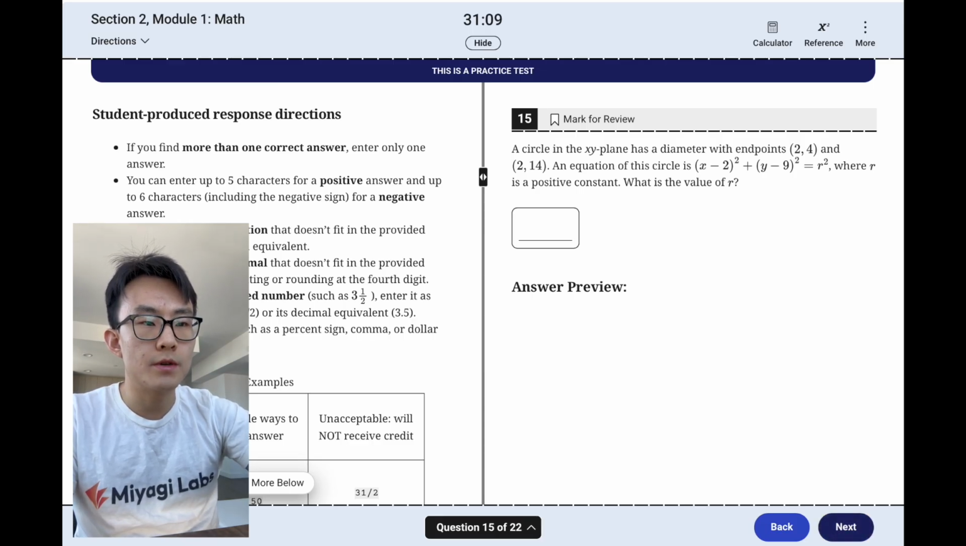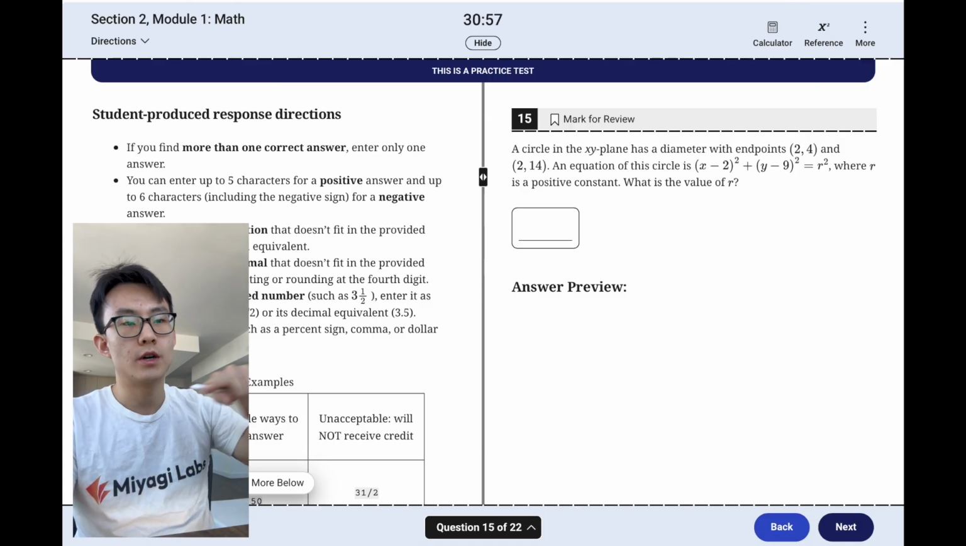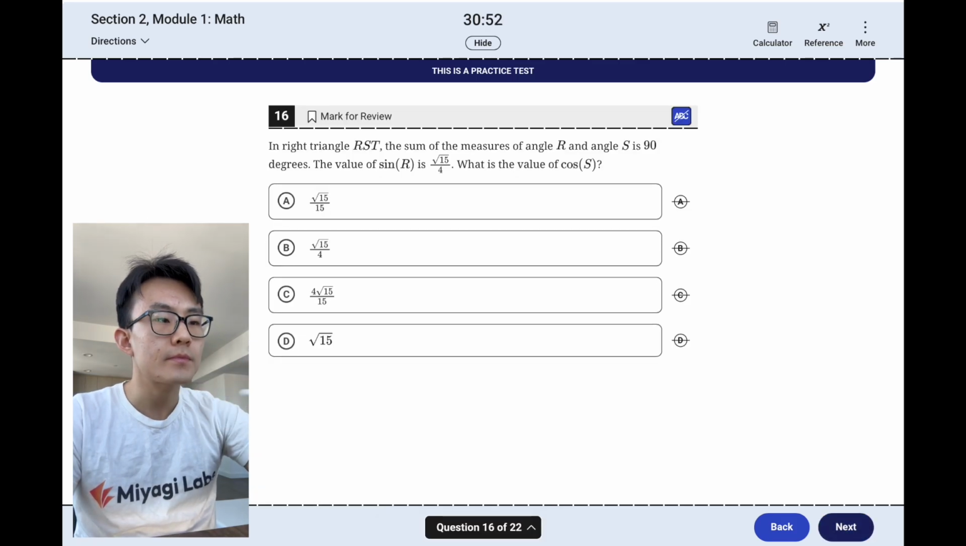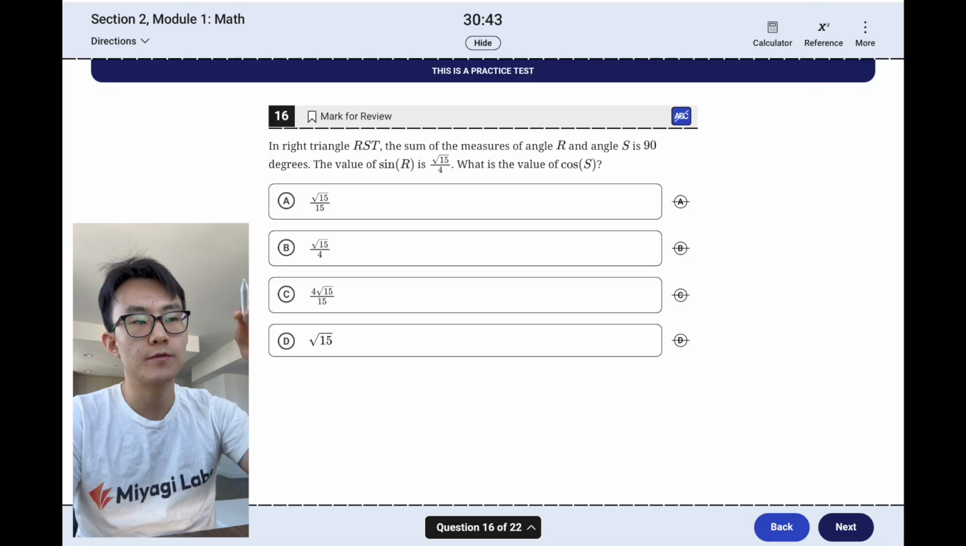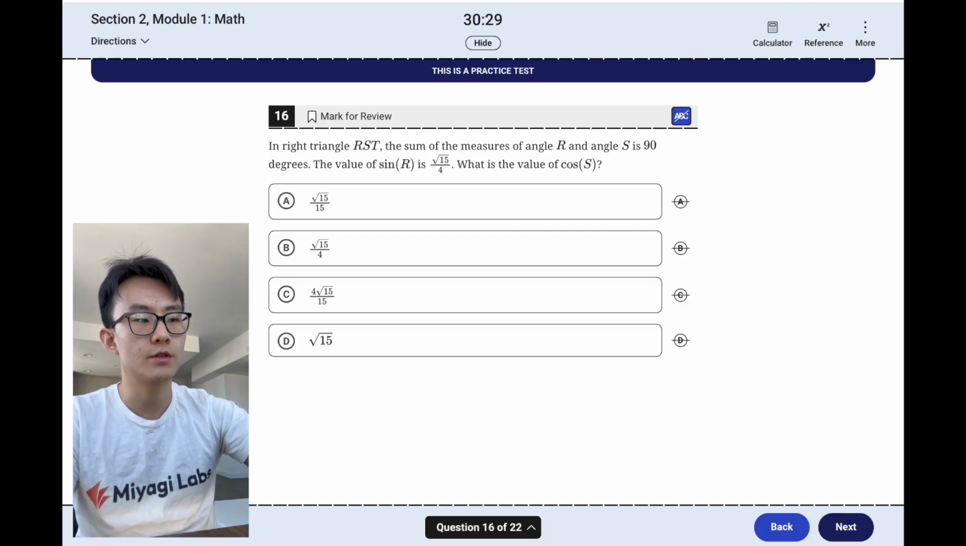A circle has diameter this. What's the equation of a circle? The value of r. So the r is the radius, and the endpoints are 10 apart, so the radius has to be 5. Okay, so it's a right angle. R and S are the sides. Sine R is root 15 over 4, but sine R is basically opposite over hypotenuse, and cosine S is the adjacent to S over hypotenuse, and the opposite of R is the same as the adjacent to S, so it's also root 15 over 4.